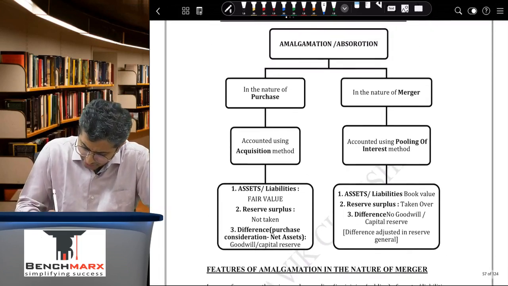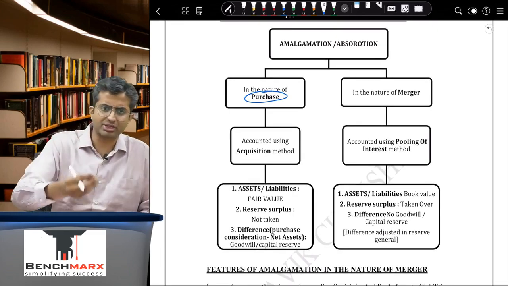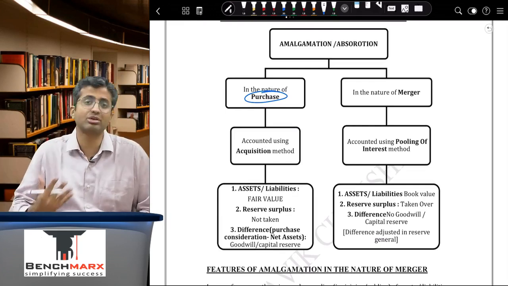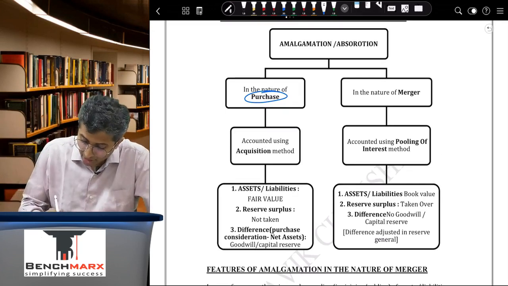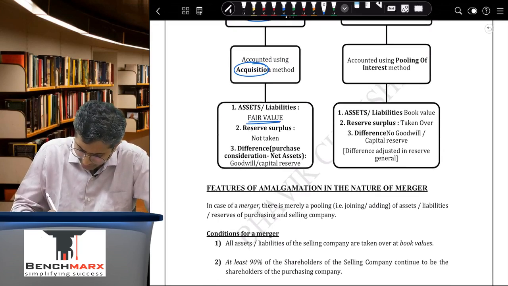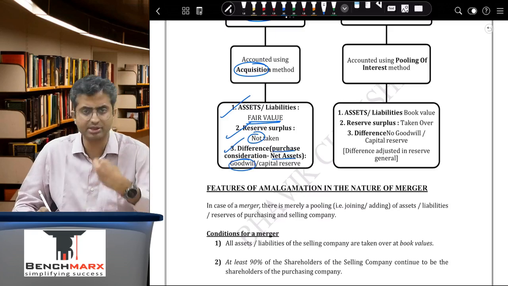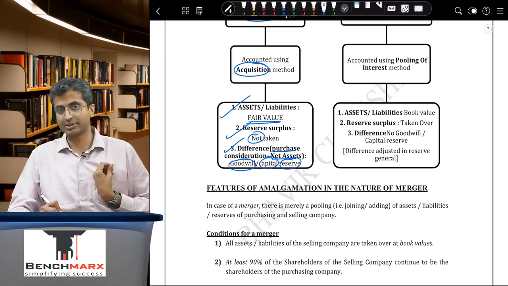If it is amalgamation in the nature of purchase, which is the genuine amalgamations, the actual purchases like Sun Pharma acquiring Ranbaxy or a Walmart acquiring Flipkart, these are actual acquisitions, or Tata acquiring JLR, Jaguar Land Rover. They are to be accounted using the acquisition method where the assets and liabilities are taken over at fair value. Reserves are not taken over, they are not transferable items. And lastly, the difference between the purchase consideration and the net assets will be either in the goodwill, that is the reputation of the selling company that you are acquiring, or the capital reserve, that is a profit on purchase.